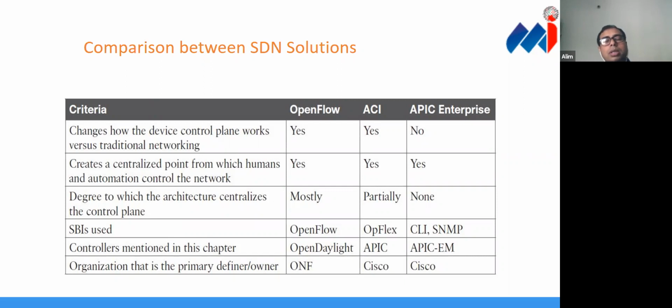Organization that is primary definer or owner. So who developed those types of technologies? OpenFlow is developed by the Open Networking Foundation, ONF, and Cisco develops ACI and EPIC Enterprise. So if you go to ONF's website, you will learn more about open source SDN.